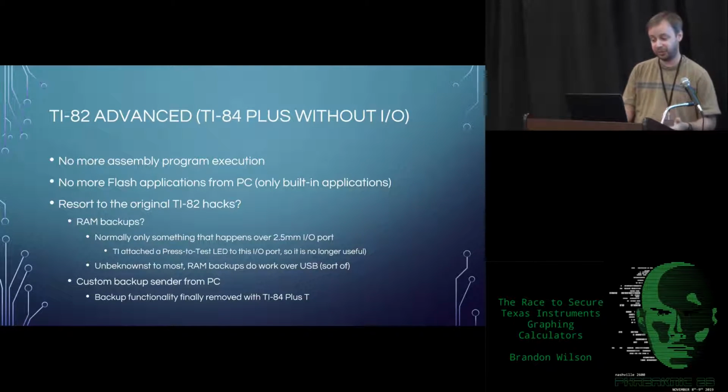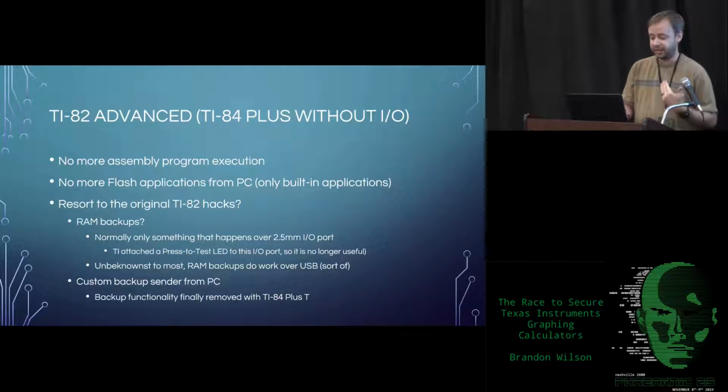But unbeknownst to most people, RAM backups actually do work over USB, sort of. No Link software supports it because nobody ever really bothered to look, but the code actually is there. There is code to handle it. So I came up with a specially crafted memory backup, with corrupted real variables, as well as a script to transfer that memory backup from a PC to the calculator using that code. And it does work. You can get code execution on it, and you can even unlock flash the same way as the old ones.